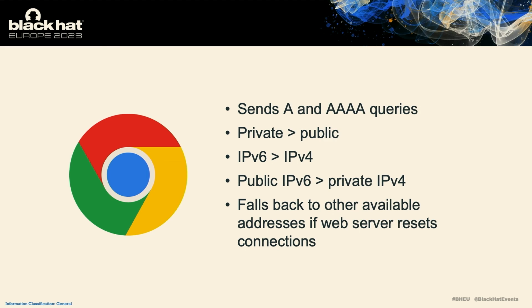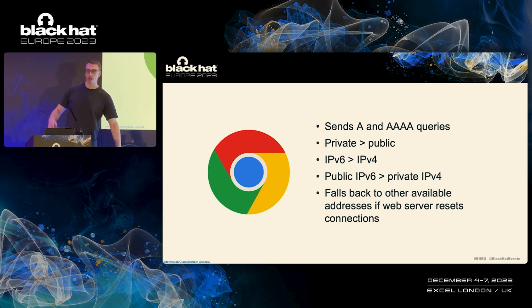Let's continue. We've looked at Safari, so let's look at Chrome. And I'm saying Chrome here, but it actually applies to any Chromium-based browser, including Edge. So, like Safari, Chrome will send A and quad A queries. It prioritizes private over public addresses. And interestingly, it prioritizes IPv6 over IPv4. Now, it cares more about prioritizing IPv6, which means that if we have a public IPv6 address, that will be prioritized over a private IPv4 address. And as soon as it sees the web server reset the connection, it will fall back to any other address it has for the domain.